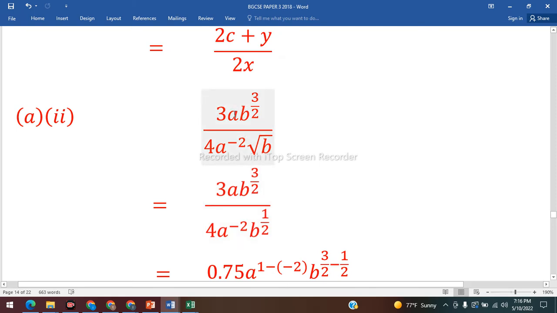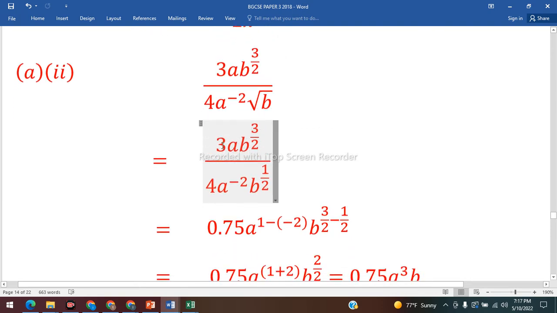Now a here and a to the power of -2, they're good because both of them have integers as their power, so we could deal with that. 3/4 stays the same, so we keep that. The next thing we're going to do is divide 3 by 4. And what is 3 divided by 4? 0.75. Very good.